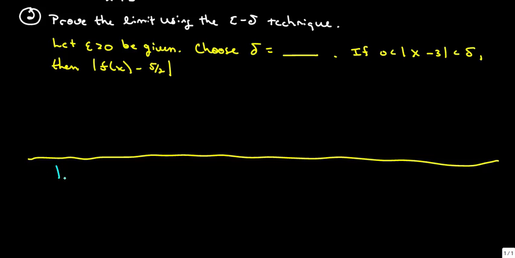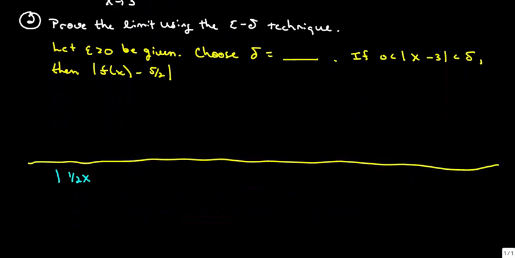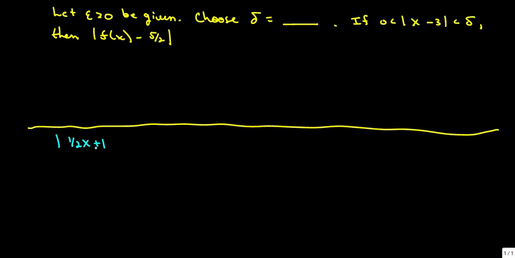So our function again is 1 half x plus 1. So the difference between that and the limit is given by this. Now let's go ahead and play around with this. Remember, we want this guy to look like x minus 3 up here. So this is going to be 1 half x. Now let's get everything to have a common denominator here. So this would be plus 1 half minus 5 halves.